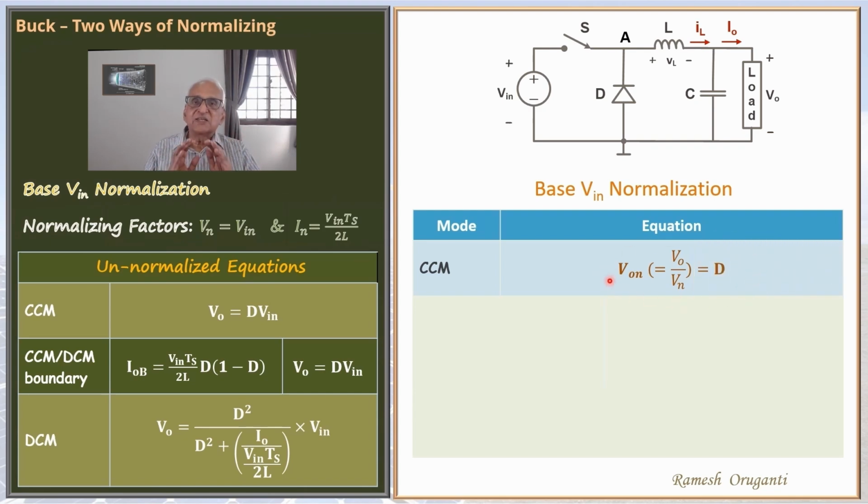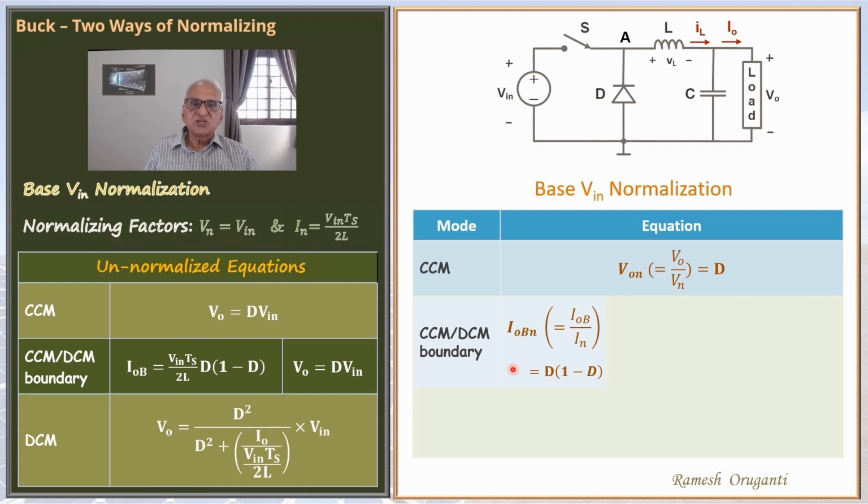Once you normalize, the variables become dimensionless. VON is dimensionless. There are no units. Taking the boundary current, V in Ts by 2L is on the right hand side. You can shift it to the left hand side. IOB by V in Ts by 2L is IOBN. That is the normalized boundary current. So the normalized boundary current IOBN is IOB by IN or IOB by VNTS by 2L, and that is D times 1 minus D. Again, IOBN is dimensionless.